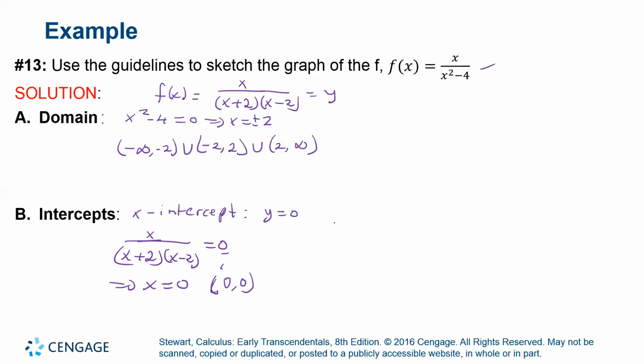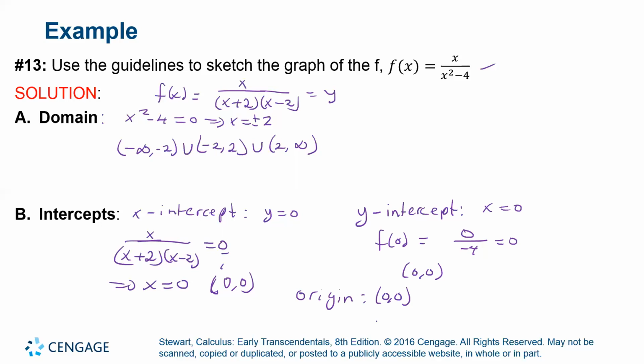So it means that the origin is the x-intercept. What about the y-intercept? Okay, y-intercept, you set x equals 0. So we have to find f of 0, and that is going to be 0 over minus 4, and that is 0. Again, the x and y intercepts is the origin, the point 0, 0. Both x and y intercepts. All right. So that's step A and B.